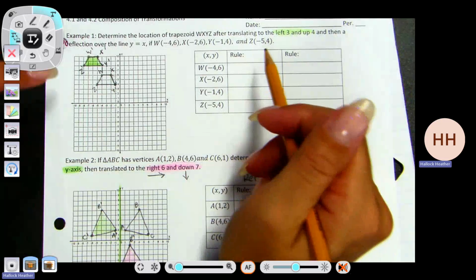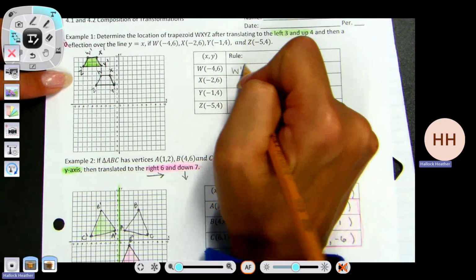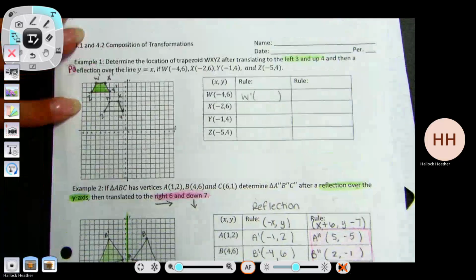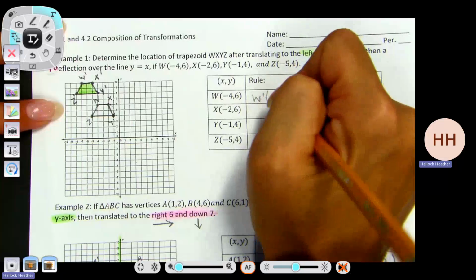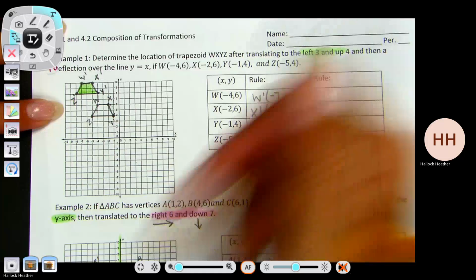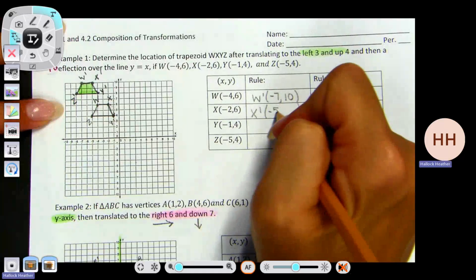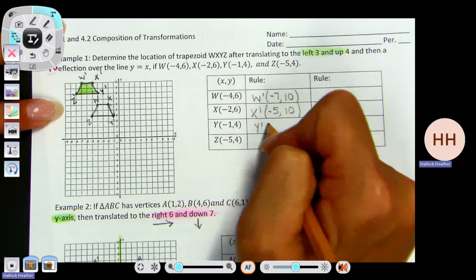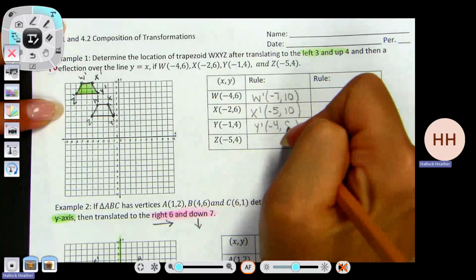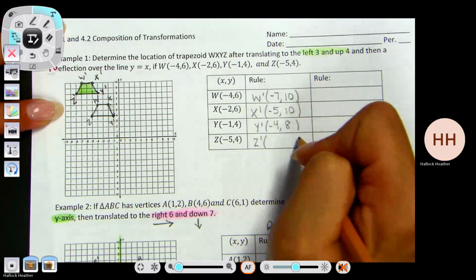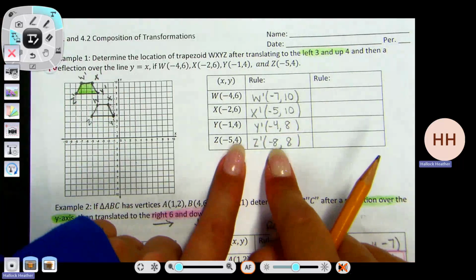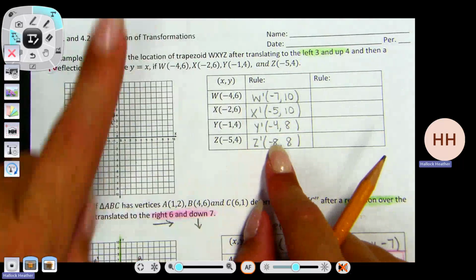Okay, so once I went left 3 and up 4, where did W end up? -7, 10. Where did X prime end up? -5, 10. And then Y prime? -4, 8. And last but not least, -8, 8. So once again, if I'm comparing numbers, the numbers have changed. The reason why the numbers have changed is because I'm moving it.